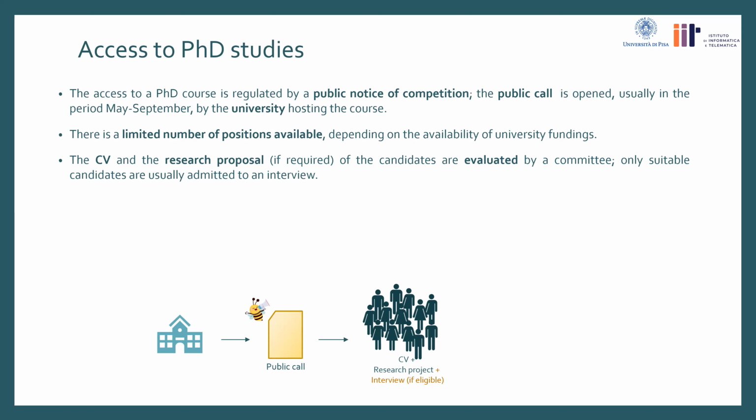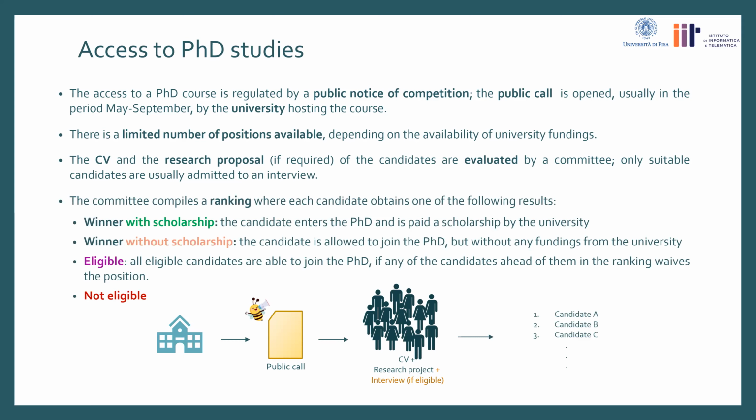So normally a CV and a research proposal are evaluated, and then some suitable candidates are selected to be admitted to an interview. The committee then, after the interviews, compiles a ranking where you can be either a winner with scholarship, meaning that the candidate enters the PhD and is paid a scholarship by the university. You can also win without a scholarship. So the candidate is allowed to join the PhD, but without any fundings. Most of these people choose not to do the PhD anyway, unless they find other fundings, of course.